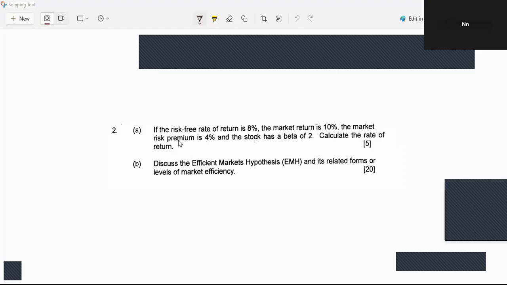We're going to look at question number 2. It reads, if the risk-free rate of return is 8% and the market return is 10%, the market risk premium is 4% and the stock beta is 2. Calculate the rate of return. So this is under stock valuation using the CAPM model. How do we calculate the rate of return?